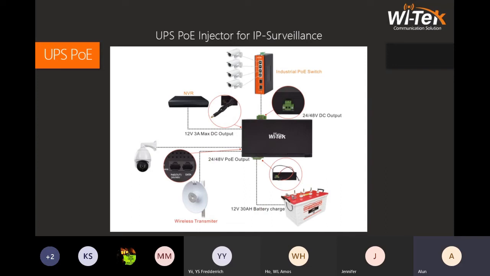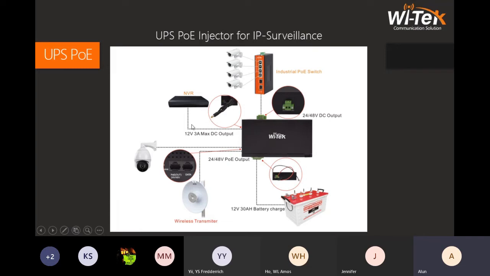And we also developed a new product. It's a PoE injector, but we added battery charge and discharge support. So with this PoE injector, you can have AC input, then you charge your battery. When your AC is cut off, the battery will discharge, and it has a PoE port output, and you can choose 24 volt or 48 volt. So you can power up a wireless device or a camera.